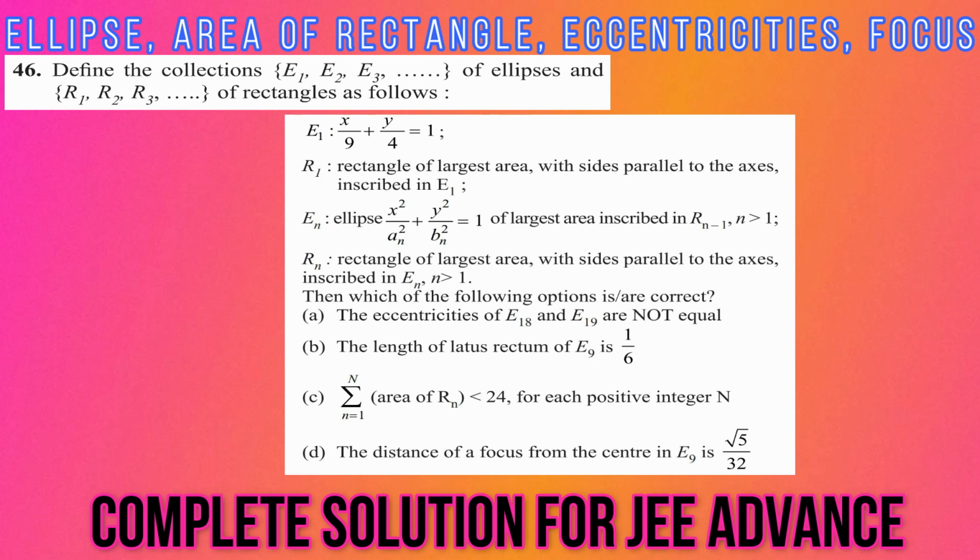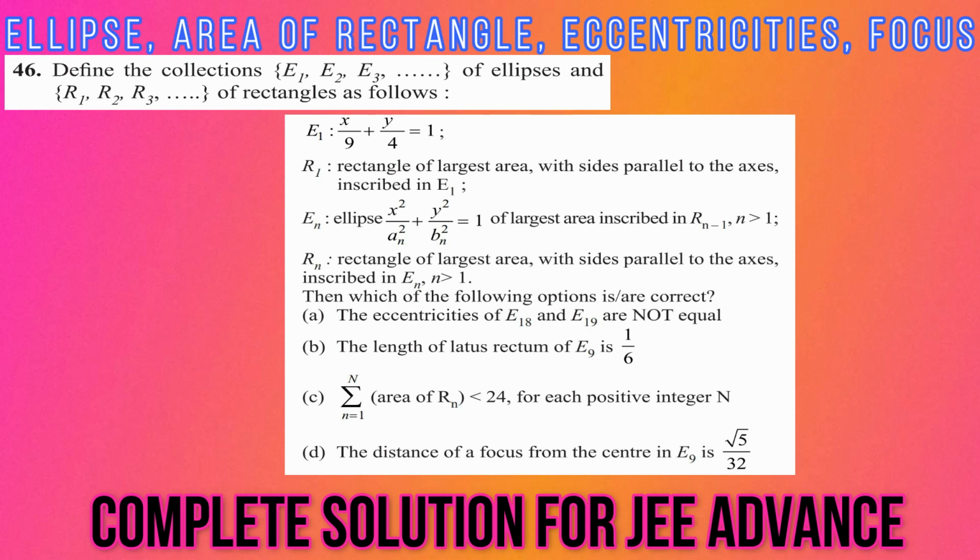All are inscribed ellipses, that is, ellipse within ellipse within ellipse. Inside the ellipses we have the rectangle ABCD. R1 is the rectangle ABCD with the largest area, completely inscribed in ellipse E1. Similarly, R2 is a rectangle completely inscribed in ellipse E2, R3 in ellipse E3, and so on till Rn, the nth rectangle, which is completely inscribed in ellipse En. These are the given things, and we have to find out which of the options is correct.